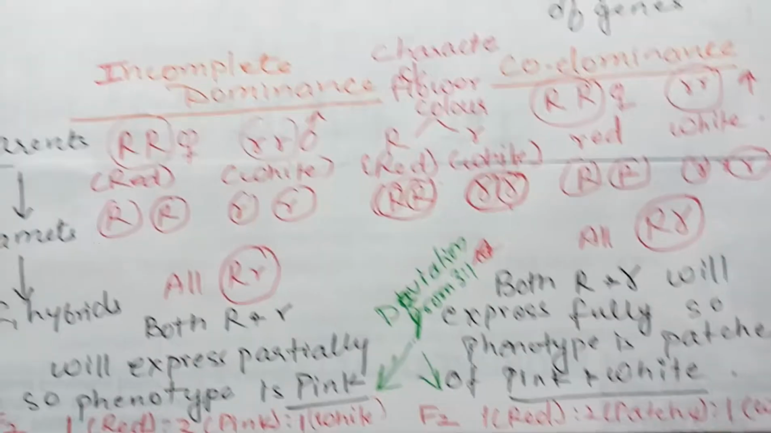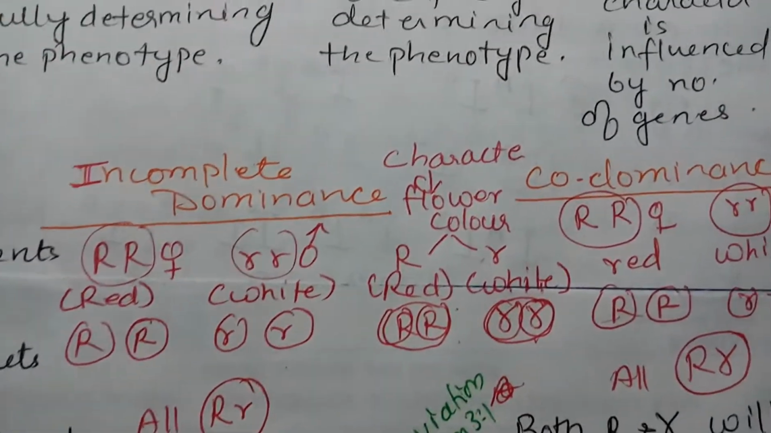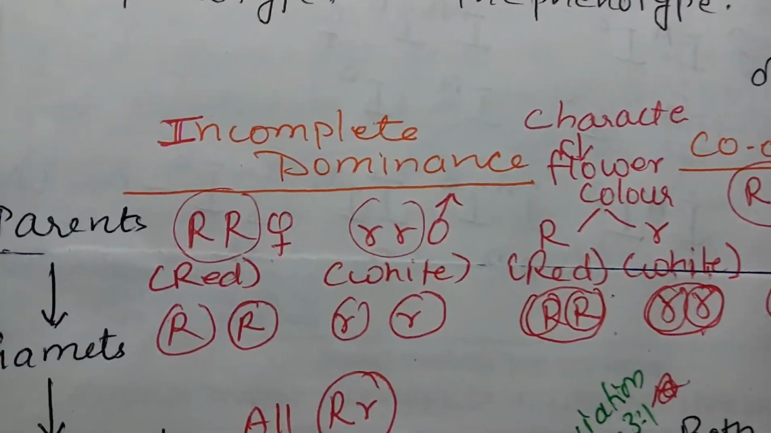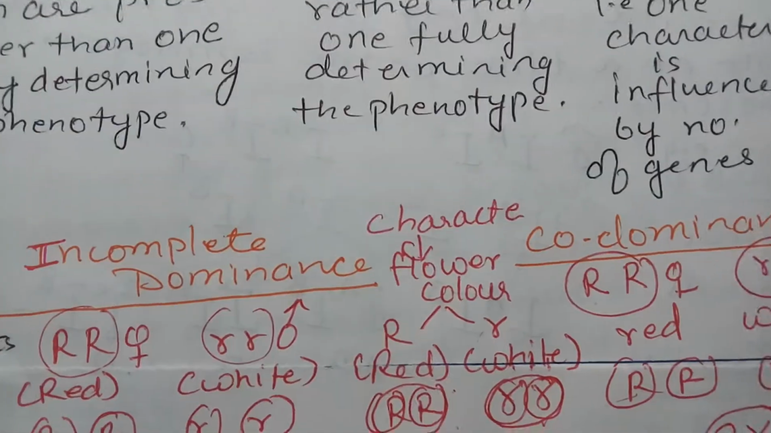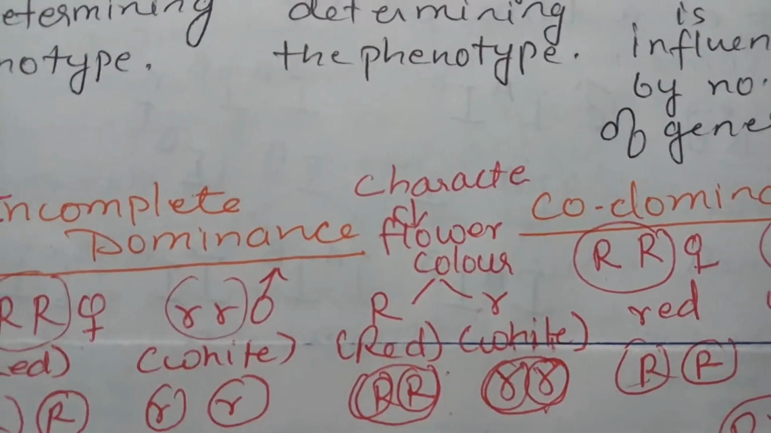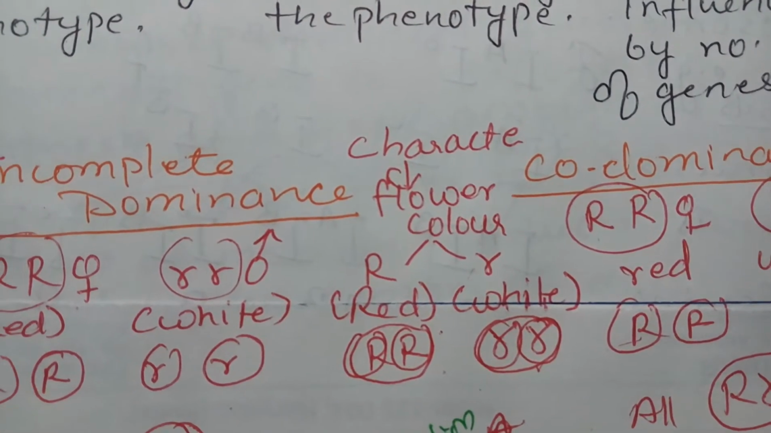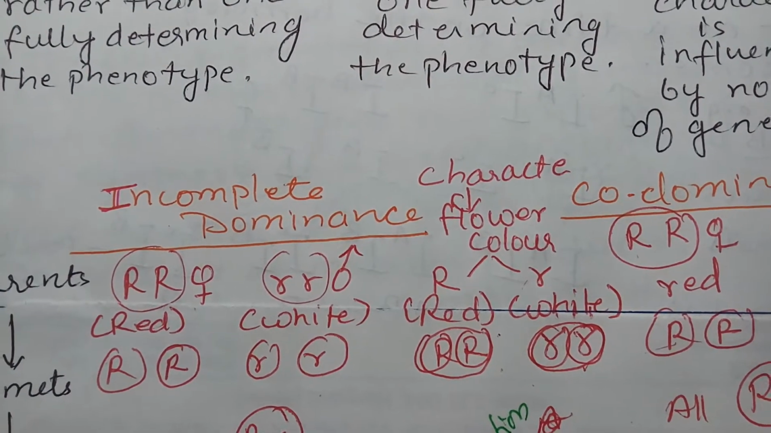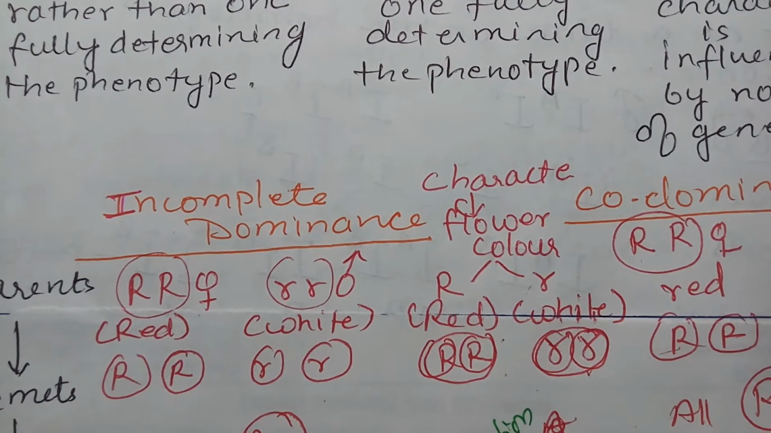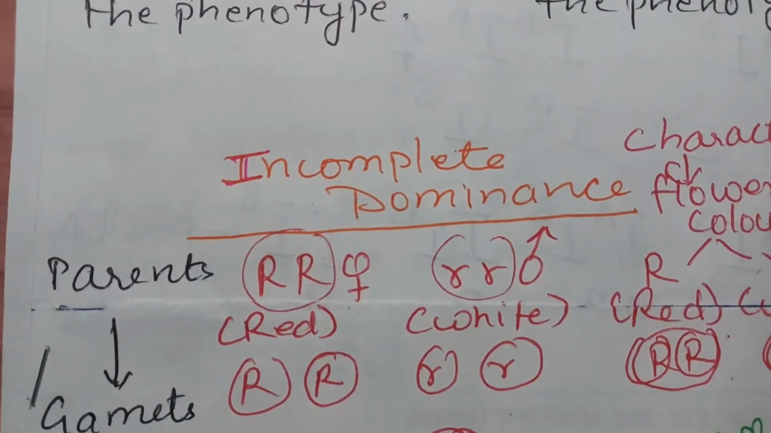Now here I have taken one imaginary example to explain the difference between incomplete dominance and codominance. Considering the character that I have chosen to study is the color of flower, there are 2 different traits. Capital R, red, is the dominant trait, whereas white is the recessive trait. So we start with the pure lines.